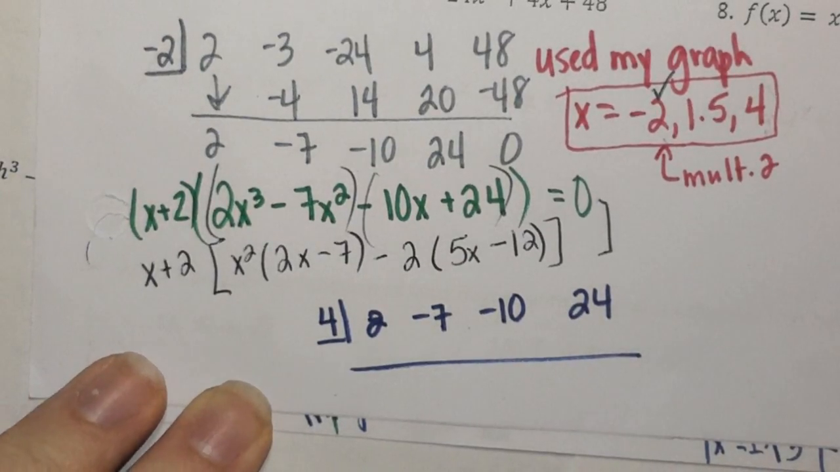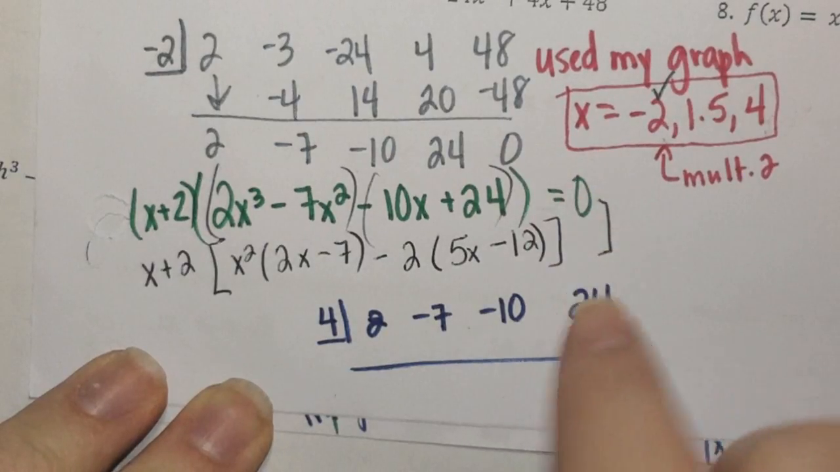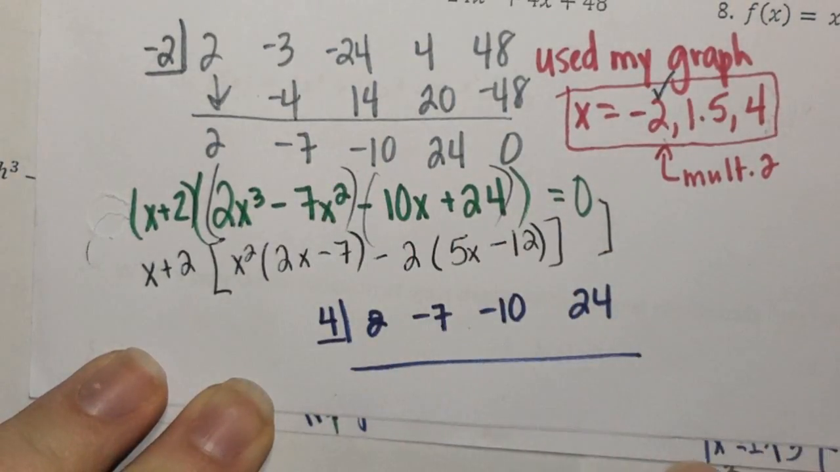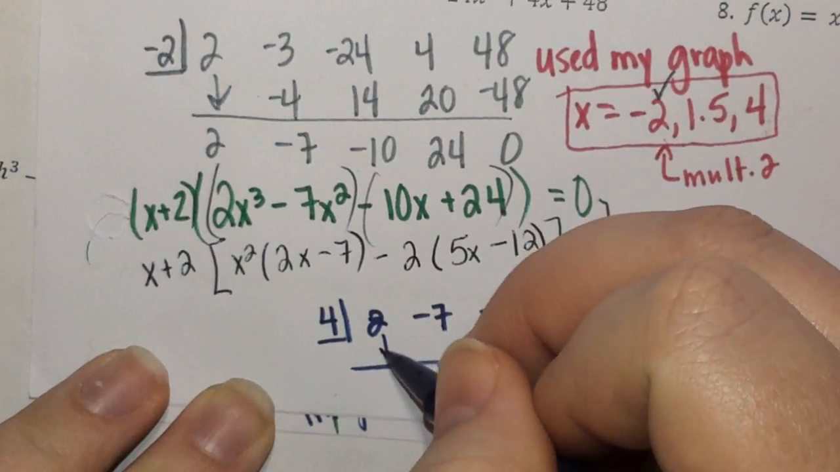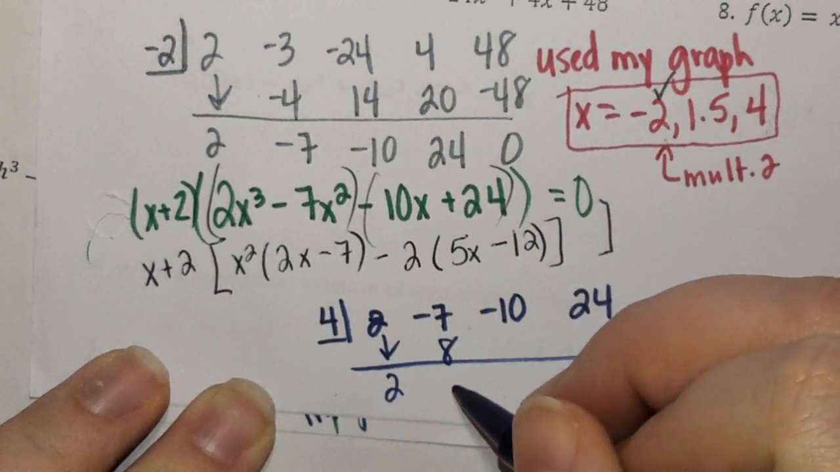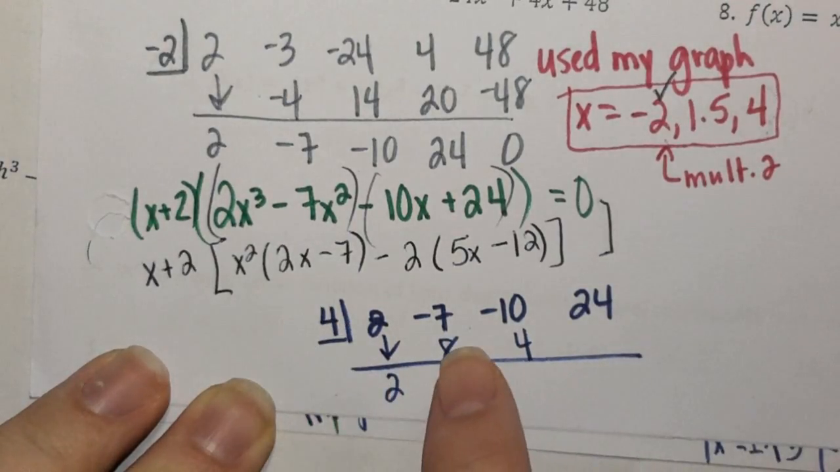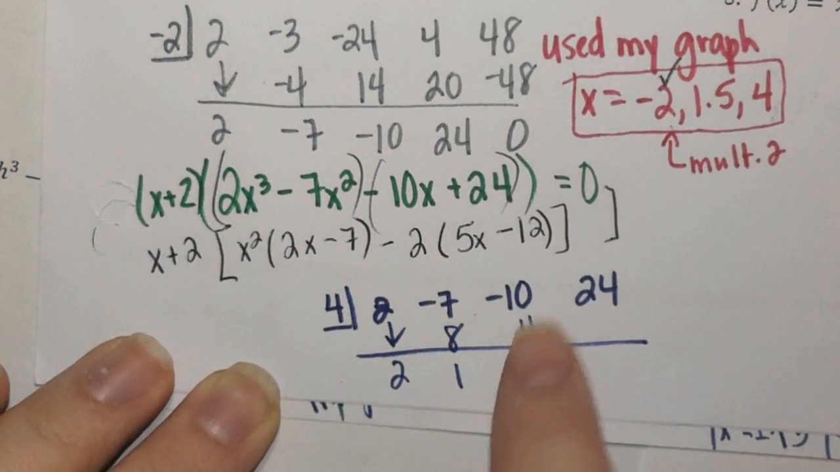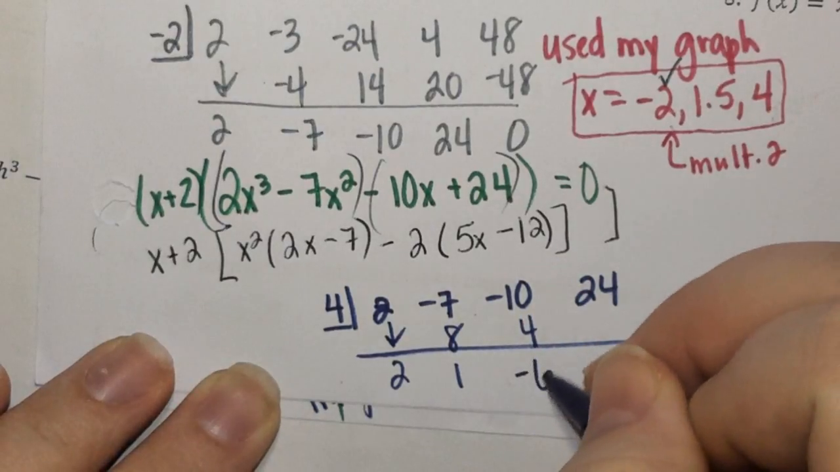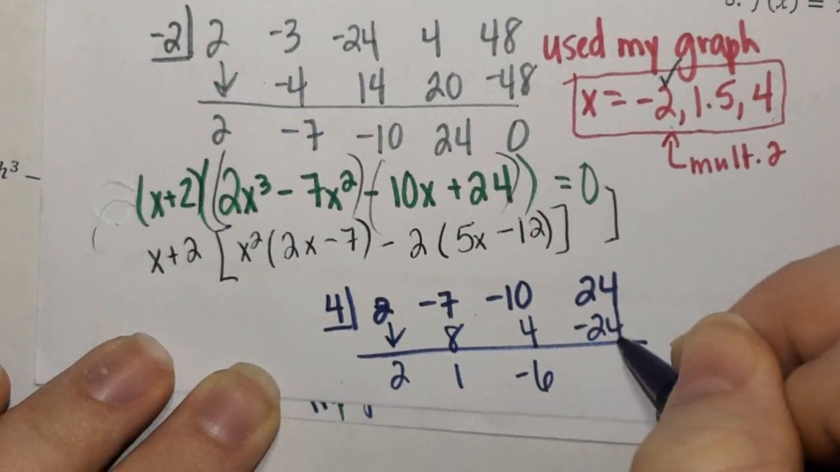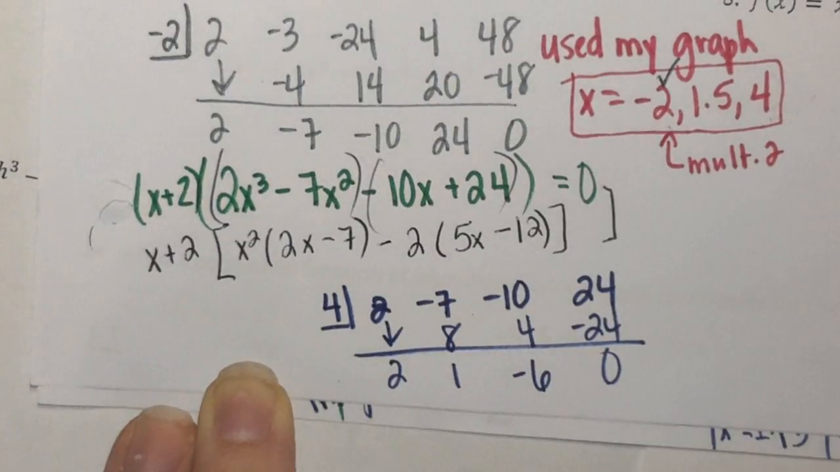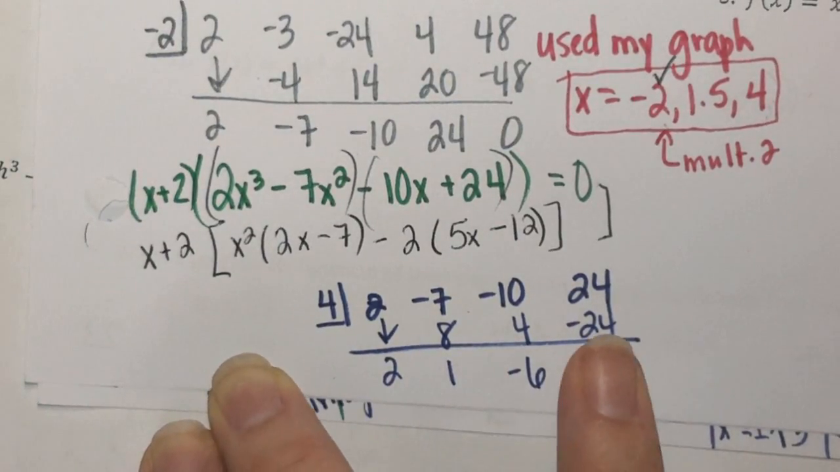Now maybe I could go back to this and not give up and rearrange this and make grouping happen. But again, synthetic is just so easy. I was just doing, why not just synthetic again? So I brought in my 2. 2 times 4 is 8. 8 minus 7 is 1. Negative 10 plus 4 is negative 6. Negative 24, I get a 0. And hey, I at least didn't blow this because I can take that remainder of 0.